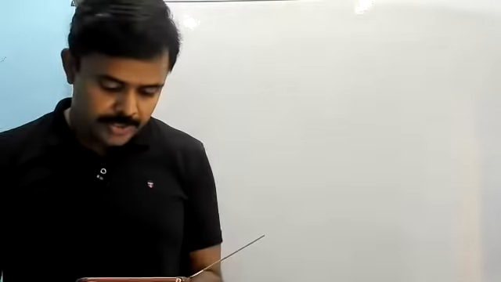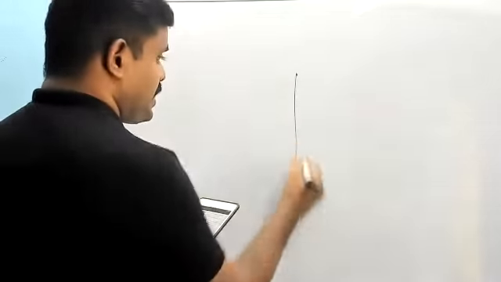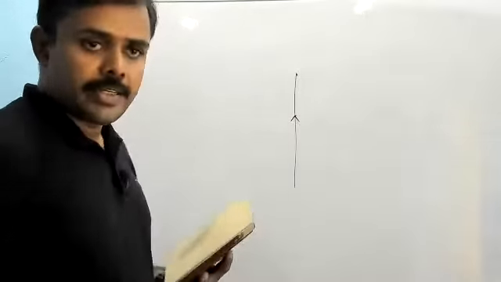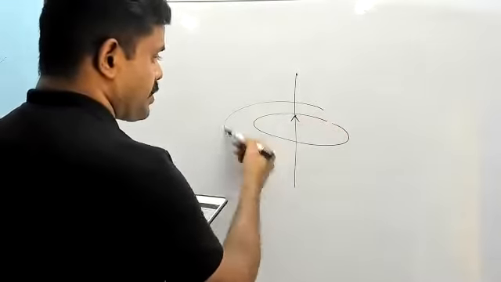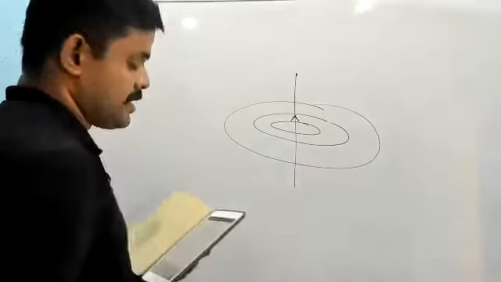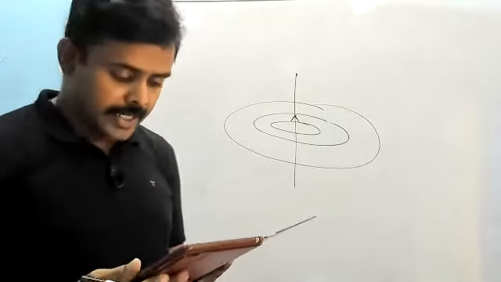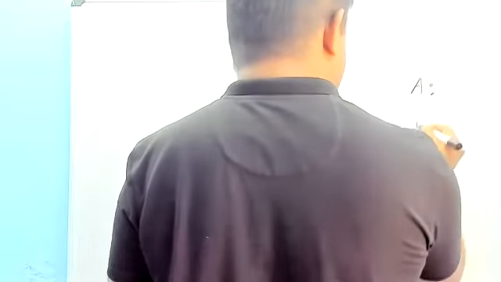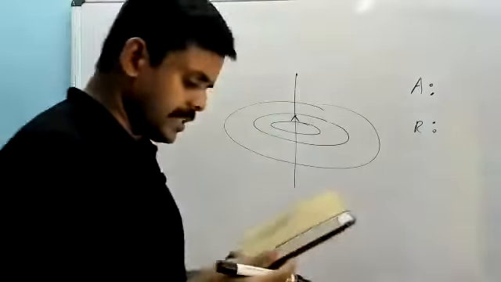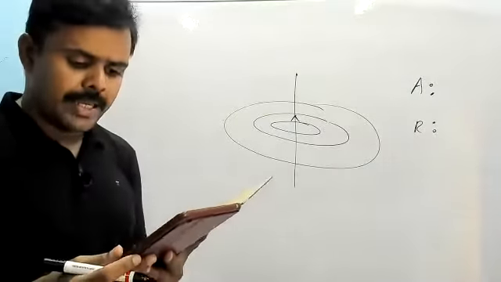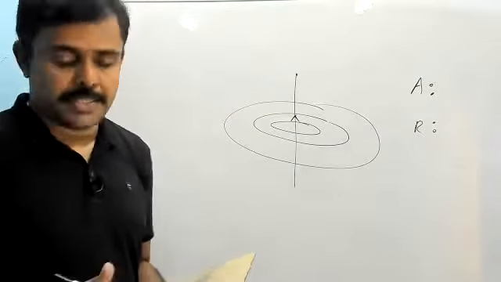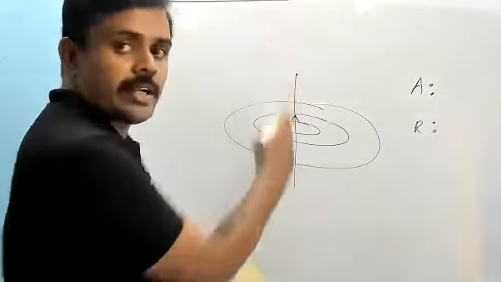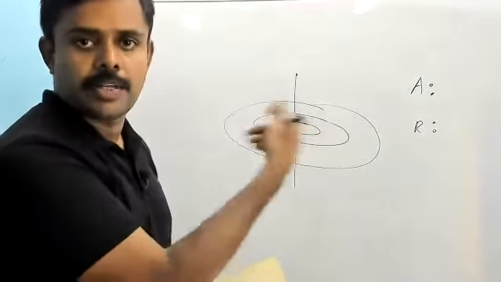Question number 23. Assertion: when a current is represented by a straight line, the magnetic field will be circular. That is true. When a current is represented by a straight line, the magnetic field lines will be circular. Do you remember? Concentric field lines. Am I correct? Read that again. Yes, the magnetic field lines will be circular, right?